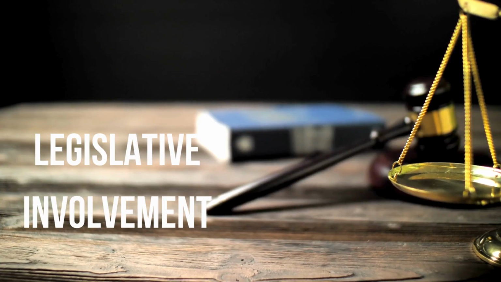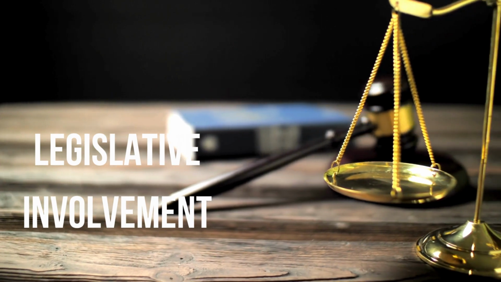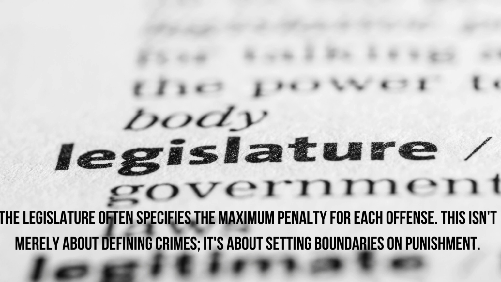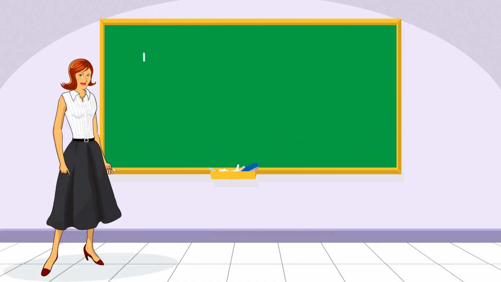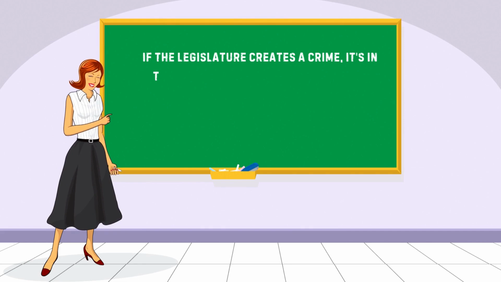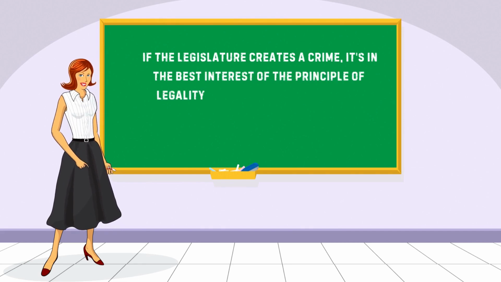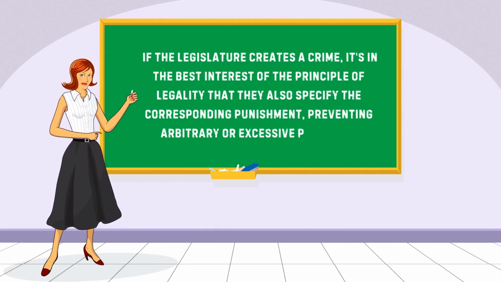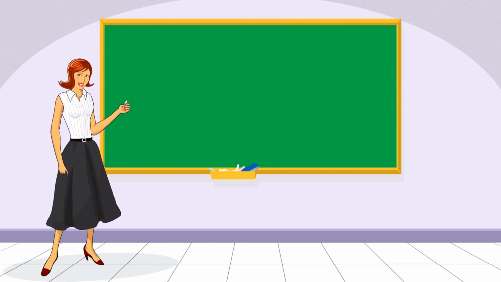When we examine statutory crimes, legislative involvement becomes paramount. The legislature often specifies the maximum penalty for each offense. This isn't merely about defining crimes, it's about setting boundaries on punishment. If the legislature creates a crime, it's in the best interest of the principle of legality that they also specify the corresponding punishment, preventing arbitrary or excessive penalties.